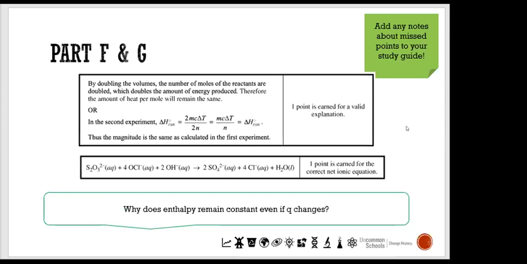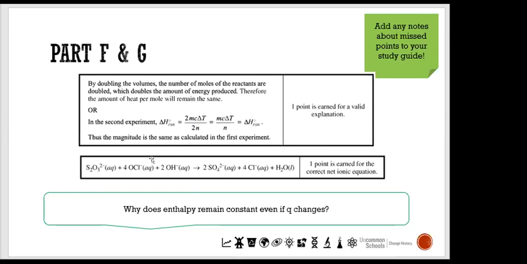And then for part F, you could either use the mathematics for delta H to calculate that, or you can just use your understanding of the concentration and the number of moles present.